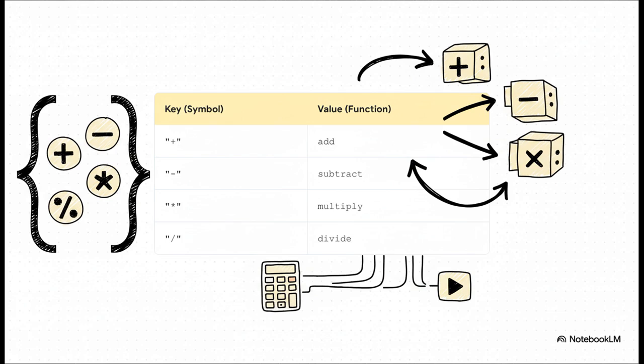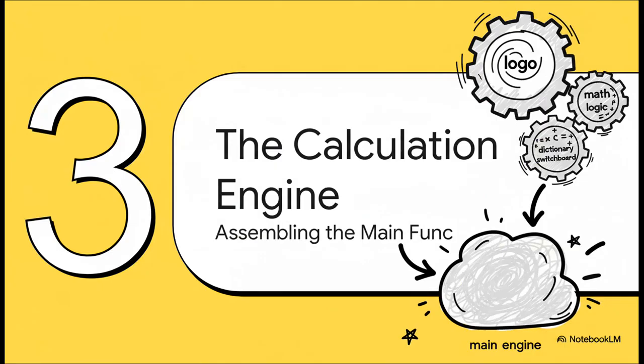We are literally storing the functions as values in our dictionary, ready to be picked up and used whenever we need them. Okay, so we've got our logo, we've got our math logic, and we've got our dictionary switchboard. Now it is time to assemble all these pieces into the main engine that's going to run the whole show.